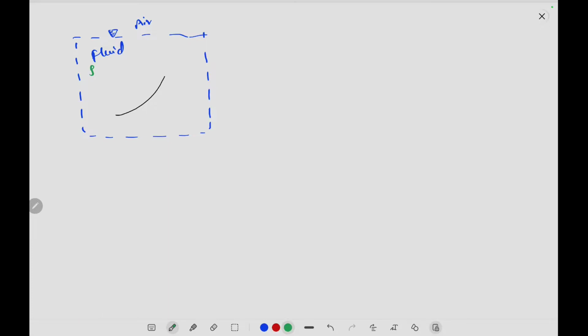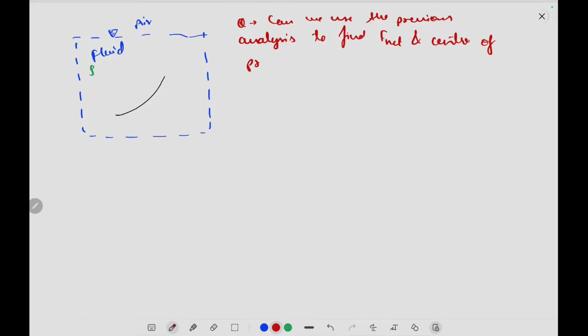Okay. So now the question is, can we use the previous analysis to find F net and center of pressure on these curved bodies which are submerged in the fluid? So this is the question. So what is the answer?